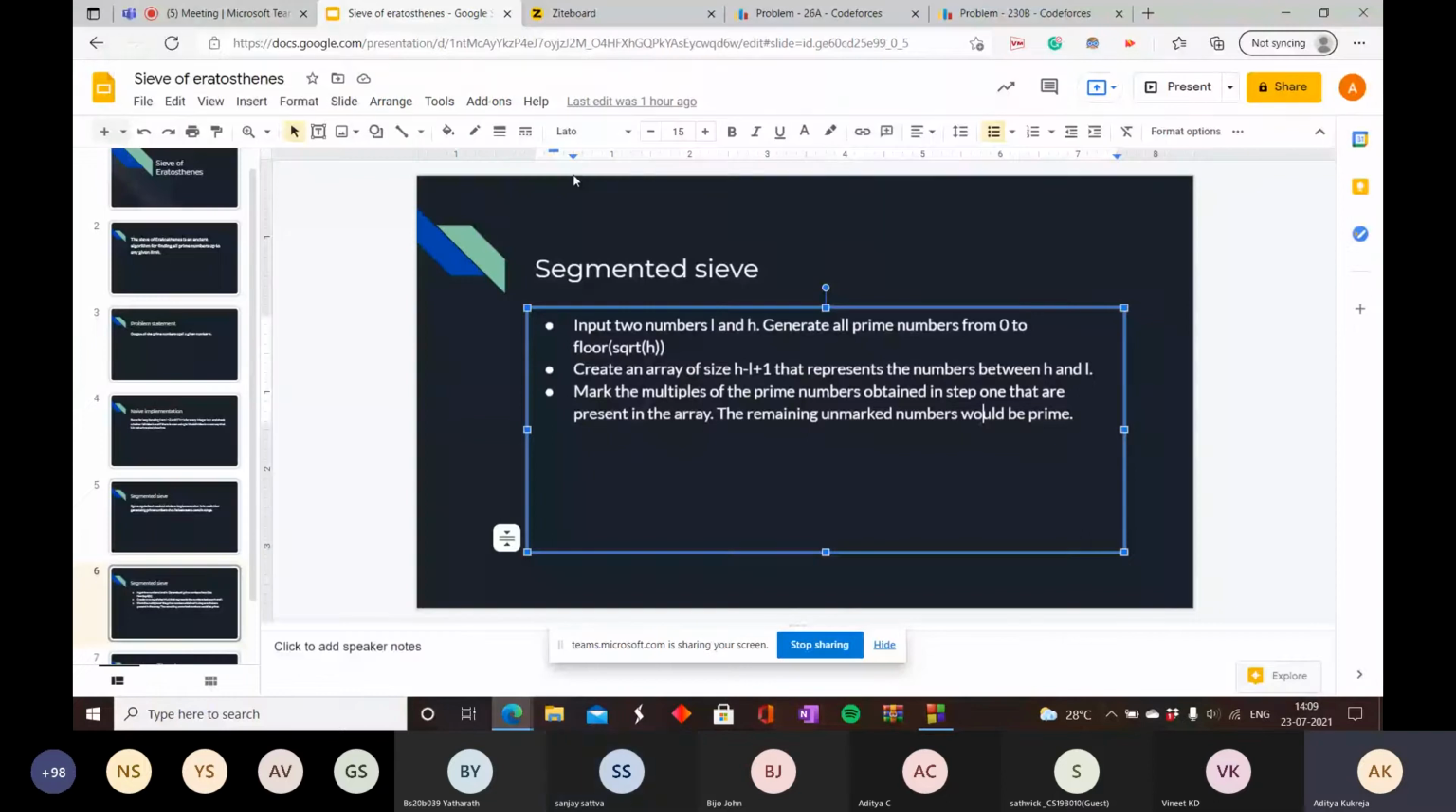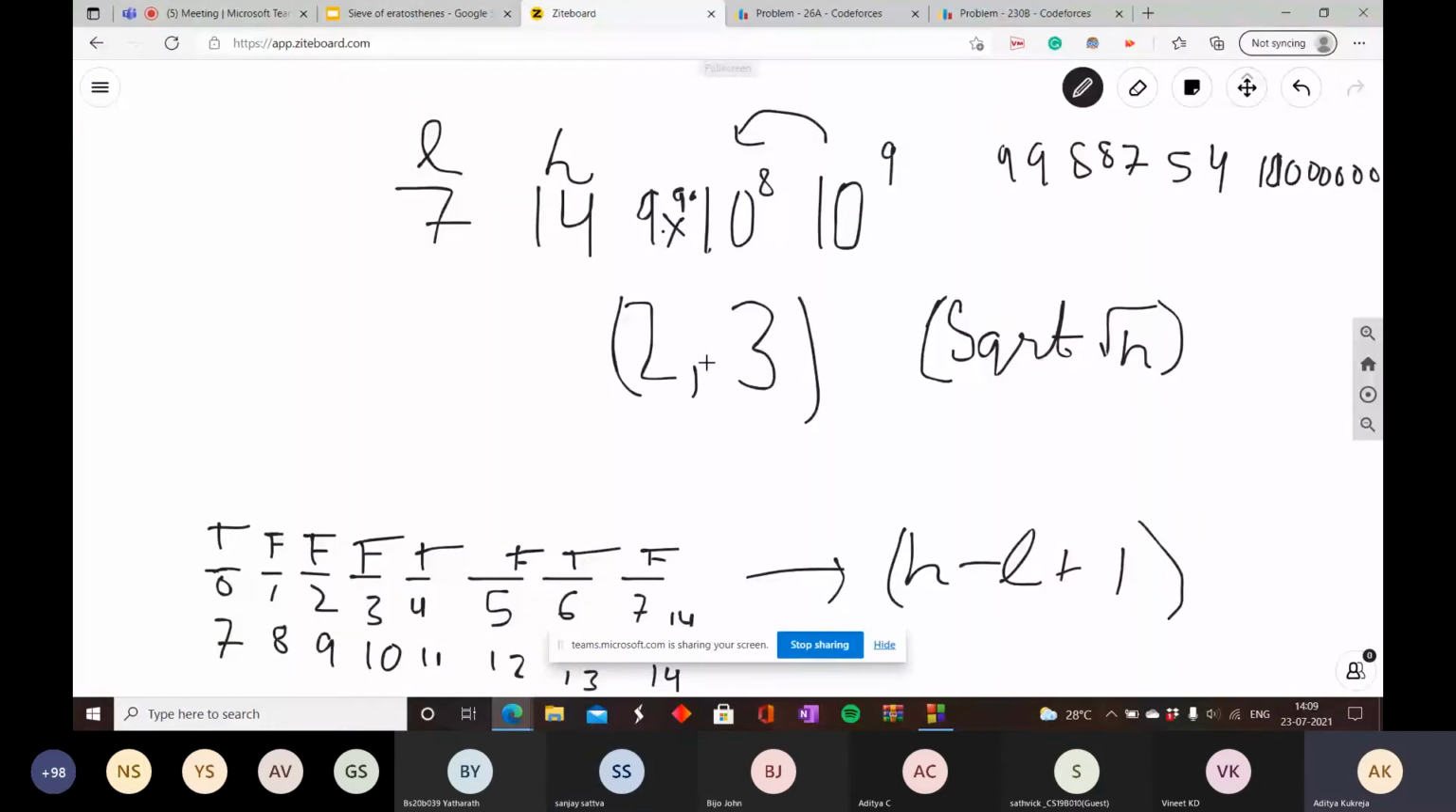Even here, what we saw, we took the numbers as 7 and 14. It is only required to generate all the numbers till square root of 14, because let's say you use 5 to check. If you check over here, you have 7 to 14. Now 10 would come between 7 and 14, but 10 is already crossed out by 2 into 5. So we just have to generate all the prime numbers till square root of H. It's not required to generate prime numbers beyond that.